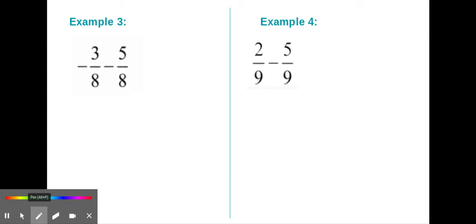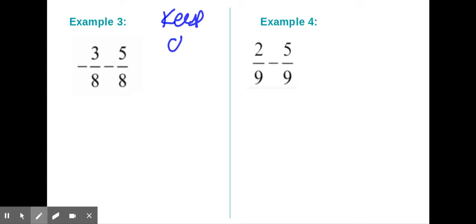All right, so now we're looking at subtraction. With subtraction, the first thing we have to do is go through the steps where we keep the first number the same, we change subtraction to addition, and then we switch, flip, whatever you want to say, the second sign to its opposite.